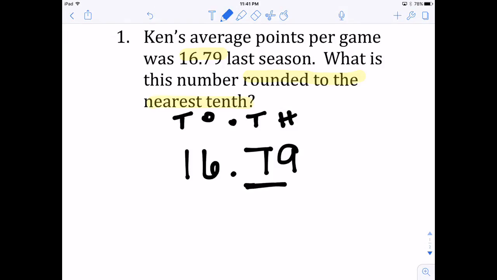The 7 is in the tenths place. So we underline it, box in what's to the right. The 7 is going to have two options. It can either stay a 7 or become an 8. The decimal and everything in front of it will remain.